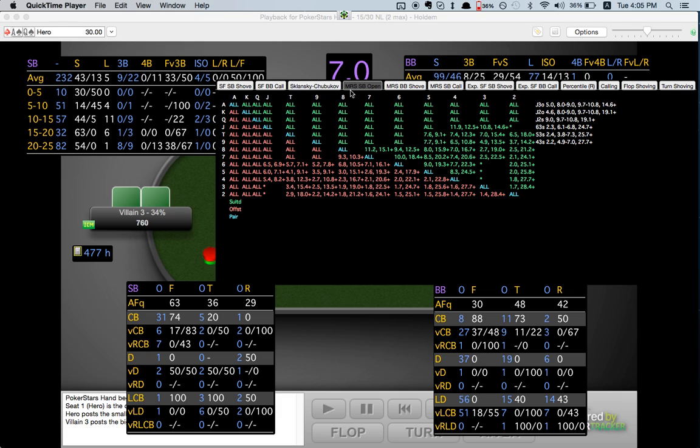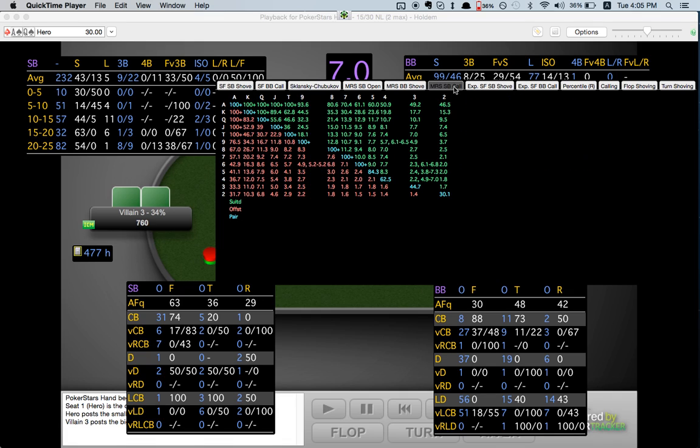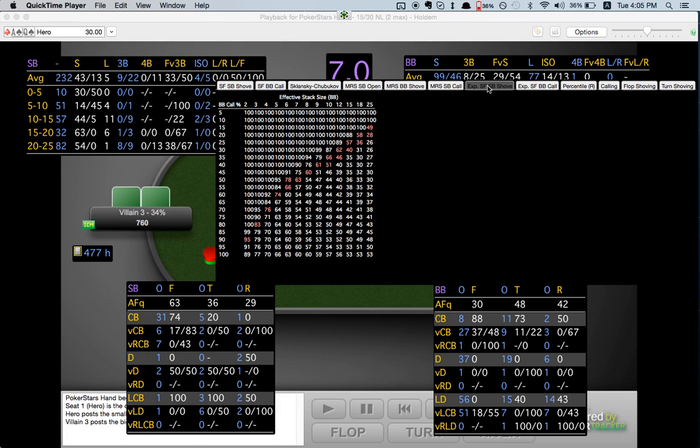We also have the Sklansky-Chubukov chart. And here we have the min-raise shove game, small blind opening, big blind shoving, and small blind calling charts. These are directly taken from Will Tipton's Expert Heads Up No Limit Hold'em Volume 1. As are the next two charts. The next three are going to be used in conjunction.